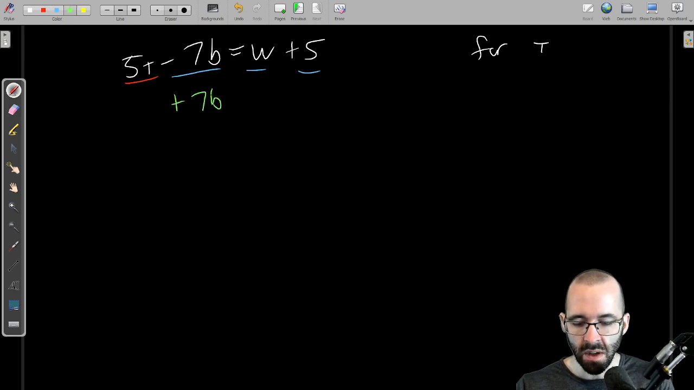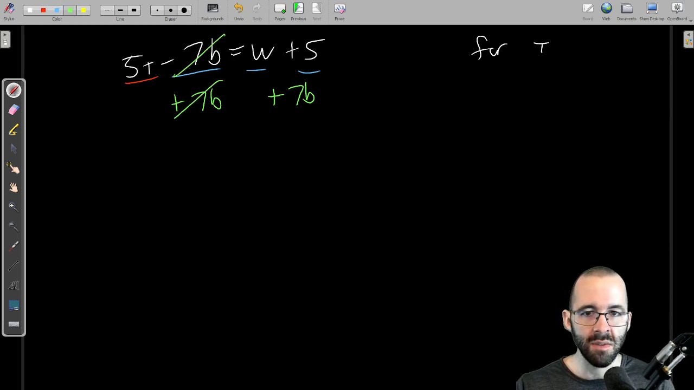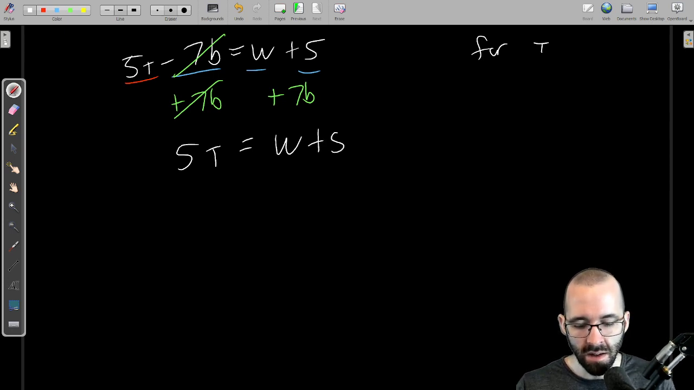We're going to add a 7b to both sides of this equation. We have negative 7b's. We add 7b's. We have 0 b's again. So no b's left over on the left-hand side. The right-hand side, we had a w plus a 5, and we're adding another 7b. We can write it out like that. It's just no simplifying, because none of these are like terms.